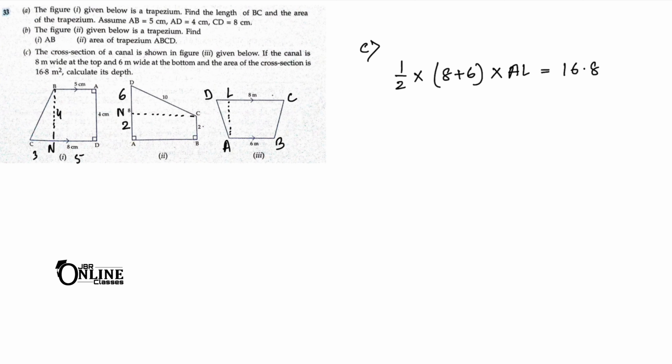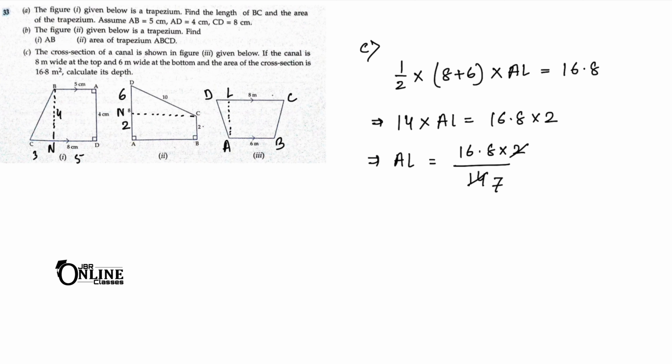So 8 plus 6 is 14, 14 into AL equals 16.8 into 2. Then AL equals 16.8 into 2 by 14. So cancel out 7. So 16.8 by 7 equals 2.4 meter. So 2.4 meter is your answer.